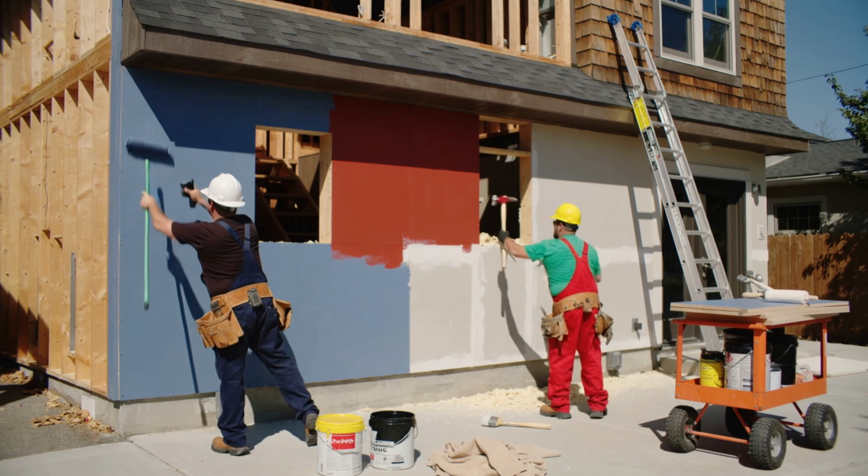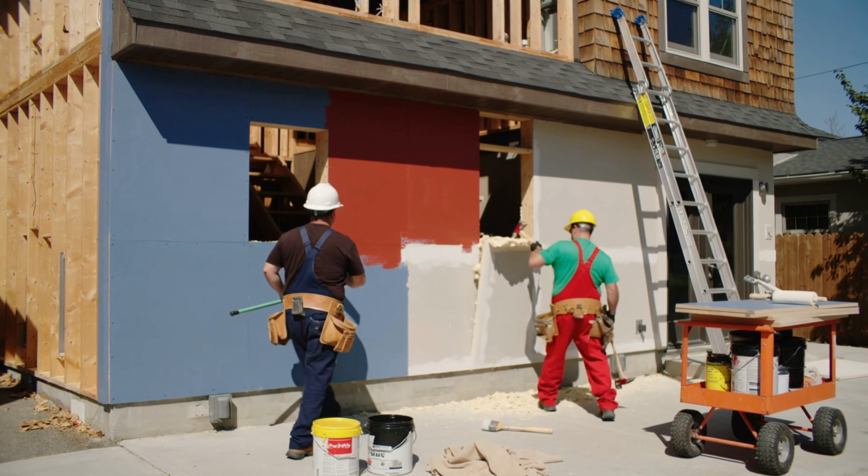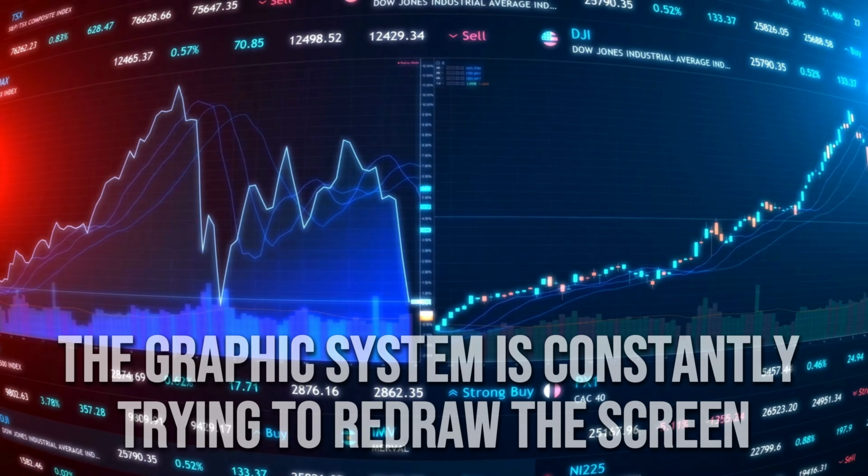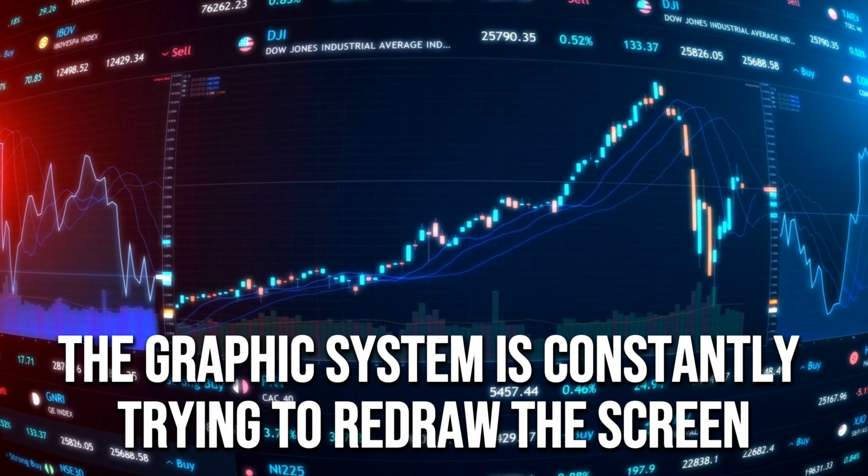It's like asking a painter to repaint your house every few seconds while you're still knocking down walls and adding new windows. Eventually, the painter can't keep up with all the changes. And that's exactly what happens to your charts during volatility. The graphics system is constantly trying to redraw the screen, and eventually it falls behind.